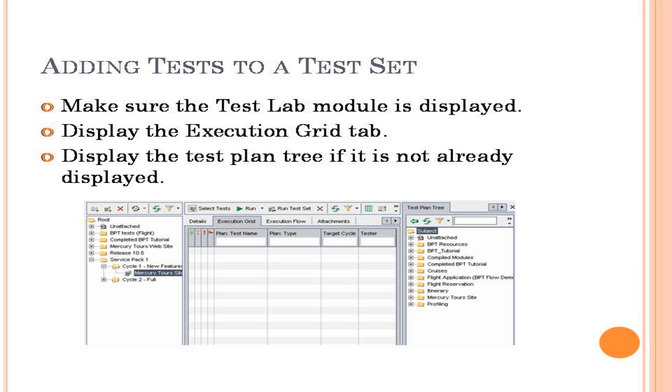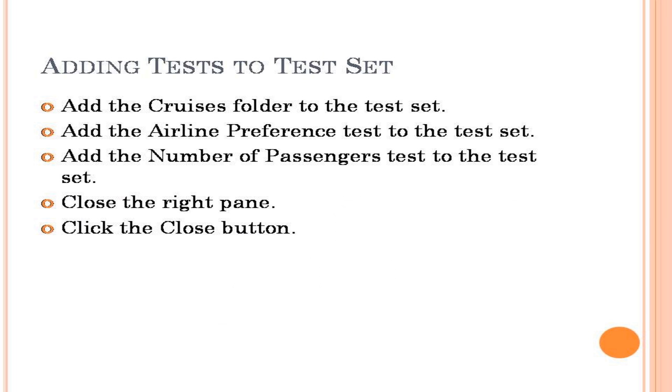If any filters are applied, clear them. In the test plan tree, click the Set Filter, Sort arrow, and choose Clear Filter, Sort. Click Yes to confirm. In the Execution Grid, click the Set Filter, Sort arrow, and choose Clear Filter, Sort. Click Yes to confirm. 4. Add the Cruises folder to the test set. In the Test Plan tree, select the Cruises folder, and click the Add Tests to Test Set button.